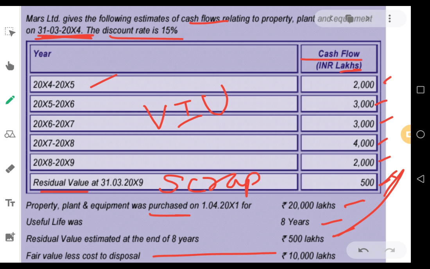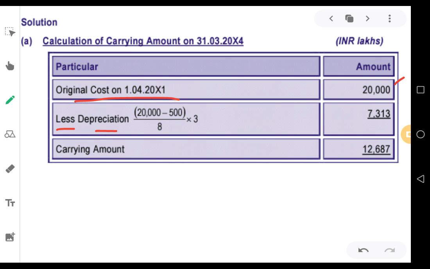Property, plant and equipment was purchased on 1/4/2011. So 1/4/2011 means up to 31st March 2014. From 1st April 2011 to 2012 it is 1 year. From 2012 to 2013 it is the second year. From 2013 to 2014 it is the third year. Therefore we have to calculate depreciation for 3 years. Depreciation is calculated for 3 years from the date of purchase.